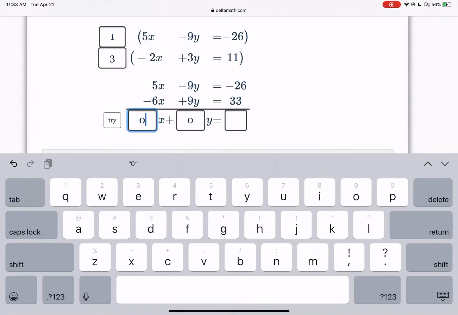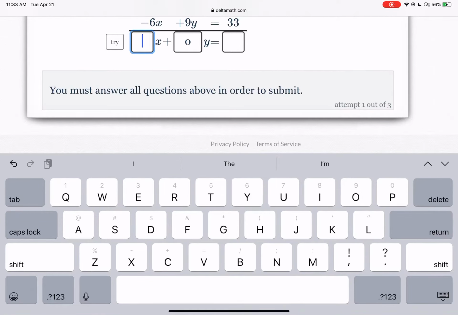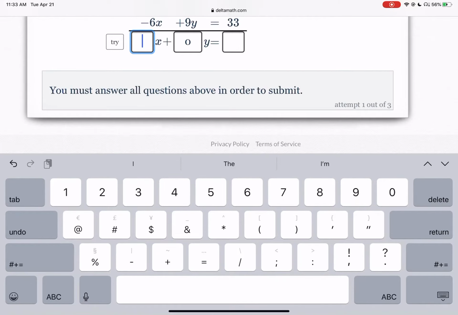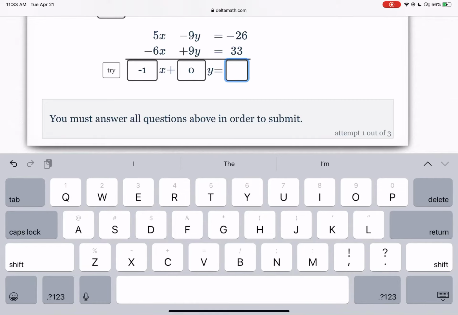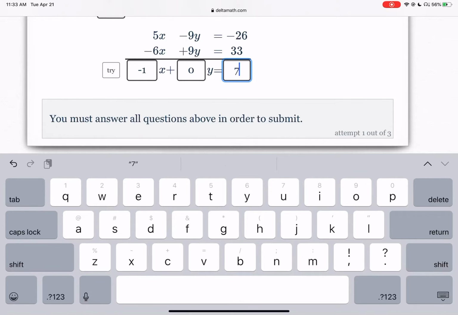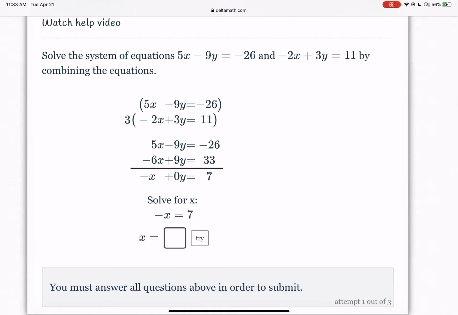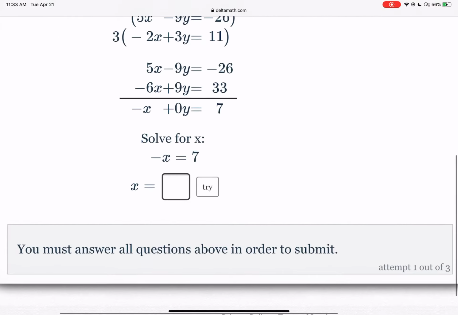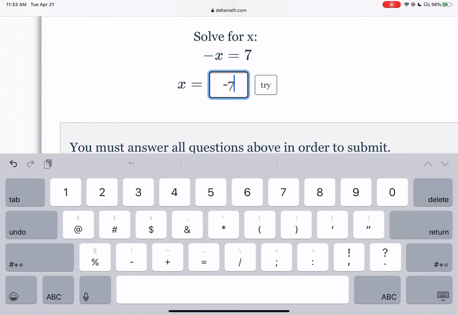5 minus 6 is going to give me, there's my negative sign on this, negative 1. And then the y's eliminate, so I leave that as 0. And then 33 minus 26 gives me 7. So I hit try. And now it says solve for x. Well, if negative x is 7, then positive x is negative 7.